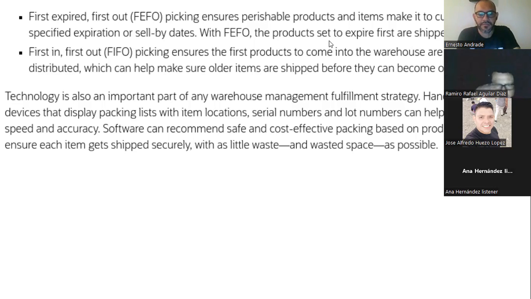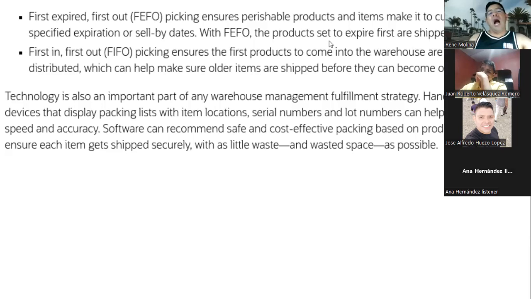Okay, and it says technology is also an important part of any warehouse management fulfillment strategy. Handheld mobile devices that display packing lists with item locations, serial numbers, and lot numbers can help increase picking speed and accuracy. So handheld mobile devices are like tablets or software that you can install on cell phones. So you can look for the inventory on the cell phone. You will be able to look and check so many things and decide what to do. That is the most important part.